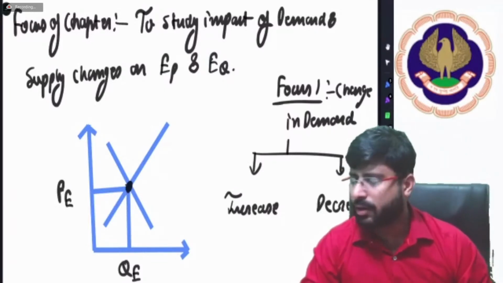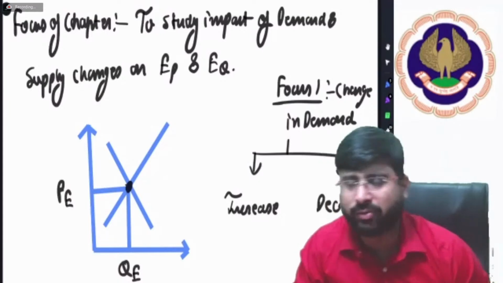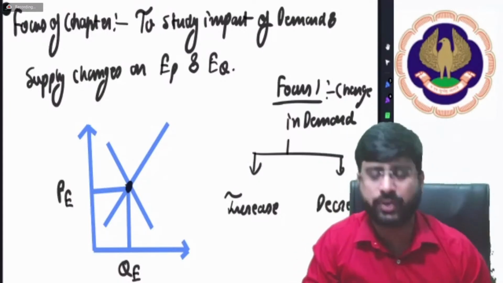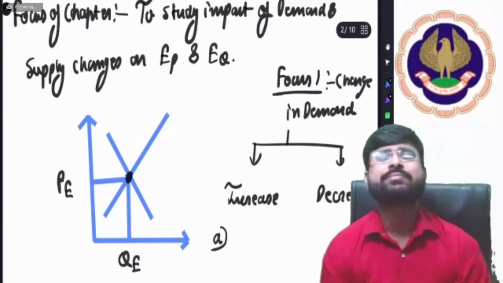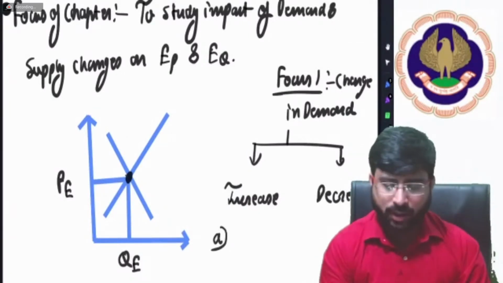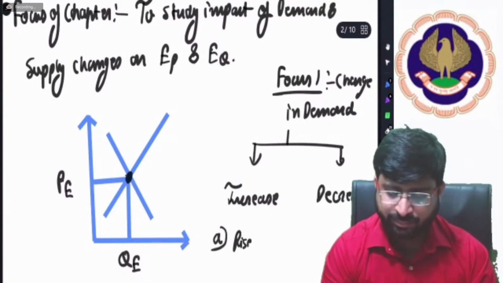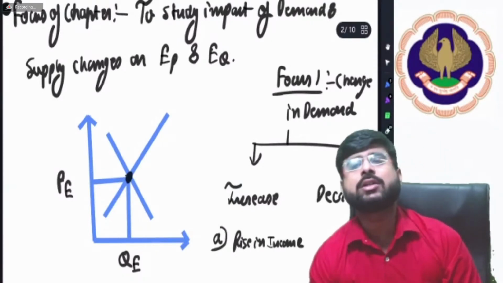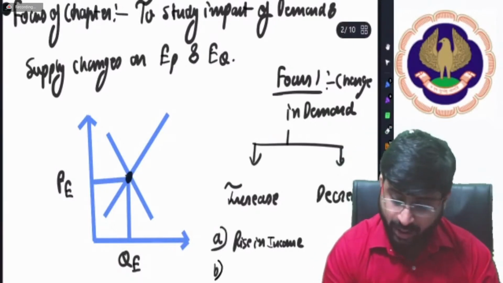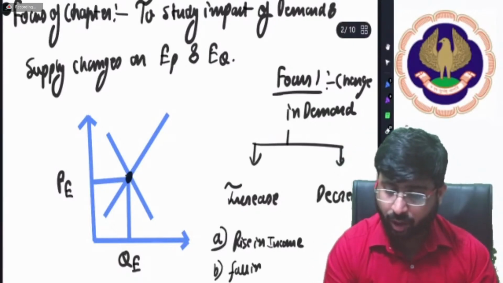So see, it will be an increase in demand or a decrease in demand. Now, my dear friends, why does demand increase? Let's see some of the reasons. It could be a rise in income of the consumer. Okay. It can be a fall in price of complementary goods.